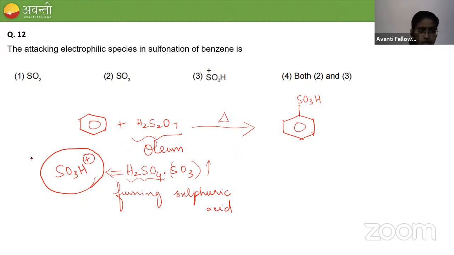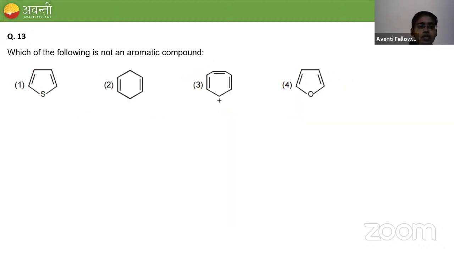Okay. Now who is the electrophilic species here? SO3H plus is the electrophilic species. So this species is given in option 3. So that is the answer. Got it? Okay. Now question number 13.